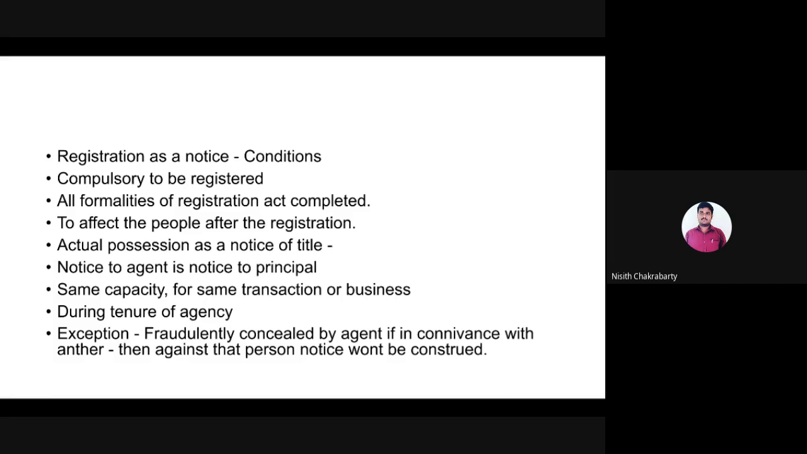Now the fifth part is that notice to agent will be deemed as if it is a notice to the principal.